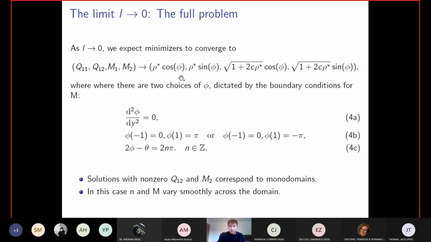But we're still able to do some calculations and formulate an argument from which we would still expect minimizers to converge to the bulk energy minimizer, where theta and phi should both be solutions of the Laplace equation, subject to one of these two sets of boundary conditions, and they should once again satisfy the alignment condition which we had with the homogeneous solutions. Since these solutions have non-zero Q12 and M2, these are no longer polydomains, and so there should be no nematic and magnetic domain walls. In this case, we should see continuously varying magnetization and director plots.